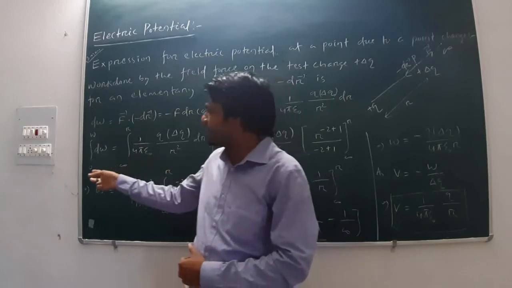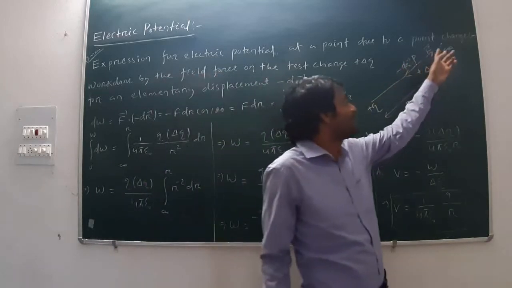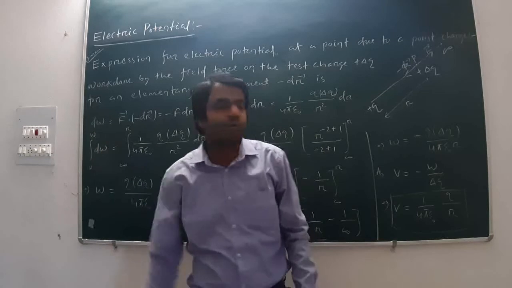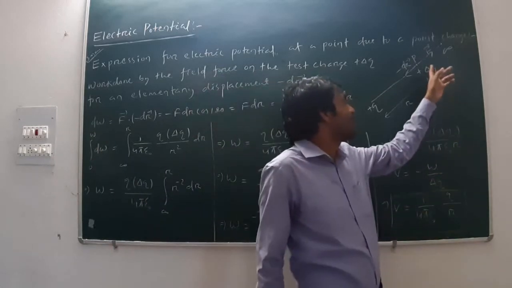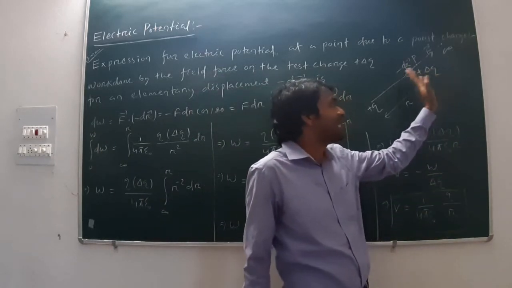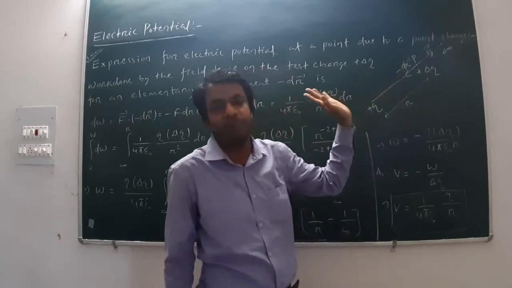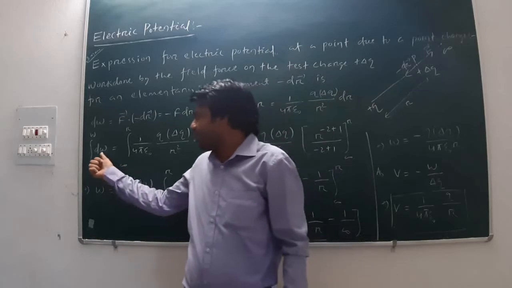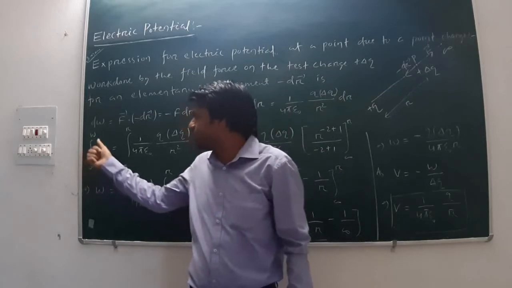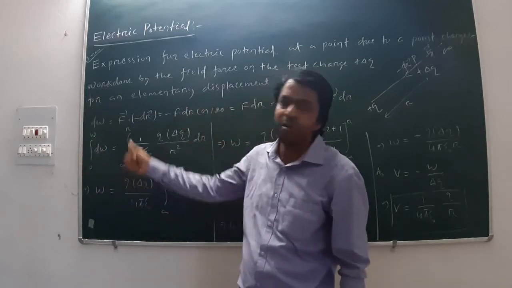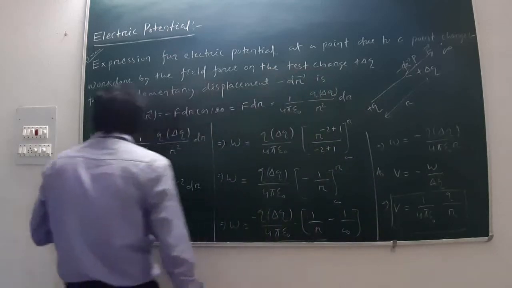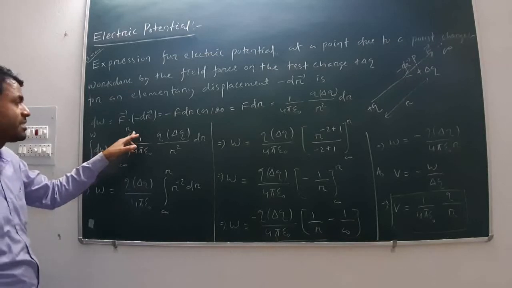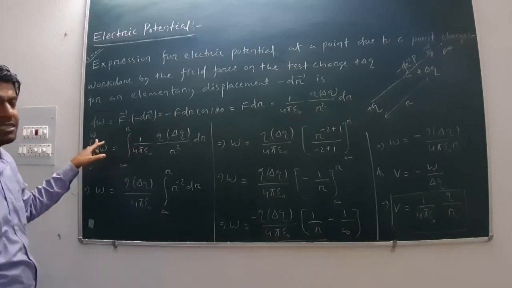Whenever the work done is 0, at that time the test charge is at infinity. When the total work done is W, at that time the point of observation of the unit positive test charge is at a certain distance r from the point charge. Therefore, I have to integrate the left side dW from 0 to W, but the right side from infinity to r. It means at infinity the total work done is 0, and at a certain distance r, the total work done is W.